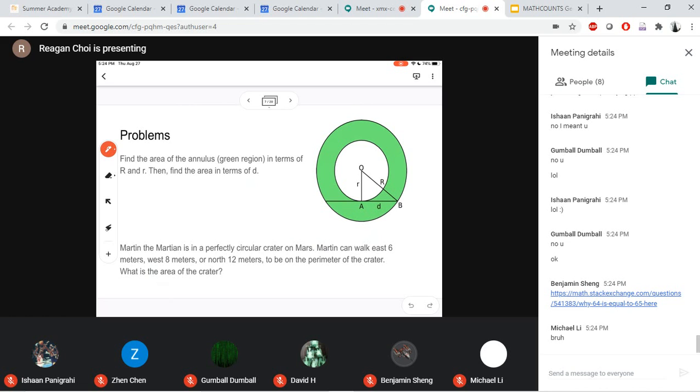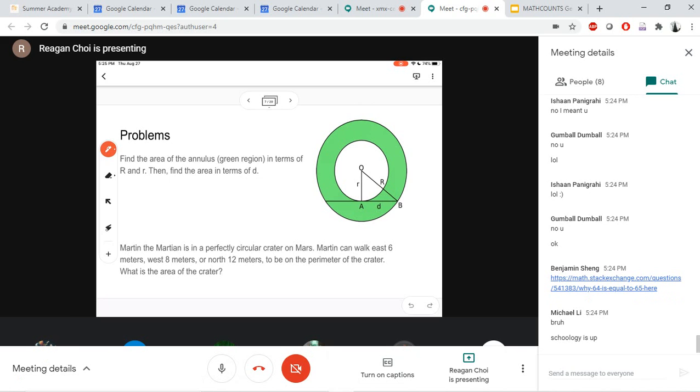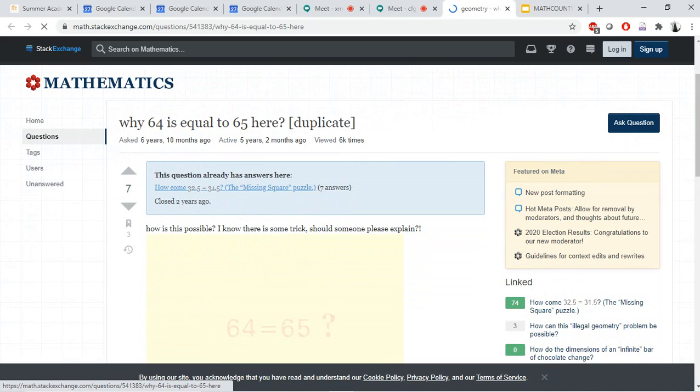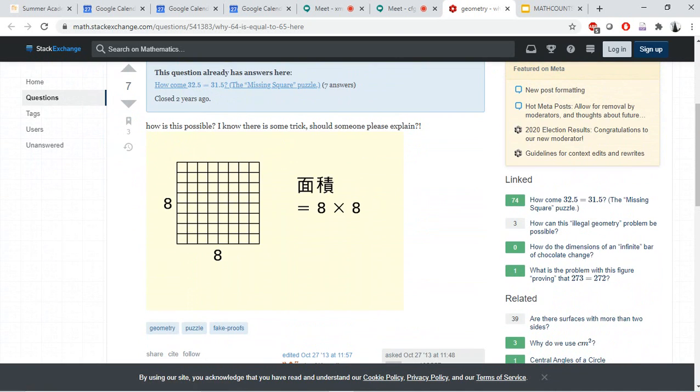What is that? Why is 64 equal to 65? Schoology is up, yeah. Okay, this is just, I think you rearrange them, but not in the right way. It's like slightly off. Also, they're all in Chinese.